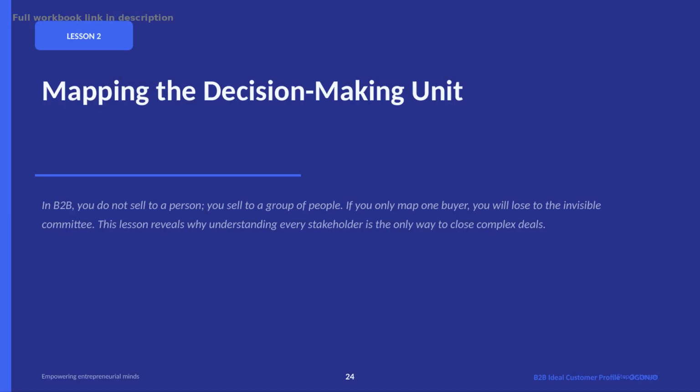In B2B, you don't sell to a person. You sell to a group of people, and if you only map one buyer, you lose to the invisible committee you never met. This lesson exists to make that committee visible.